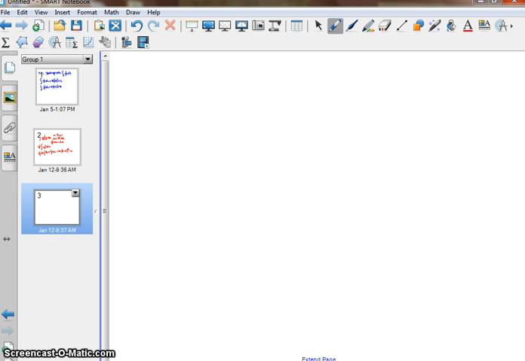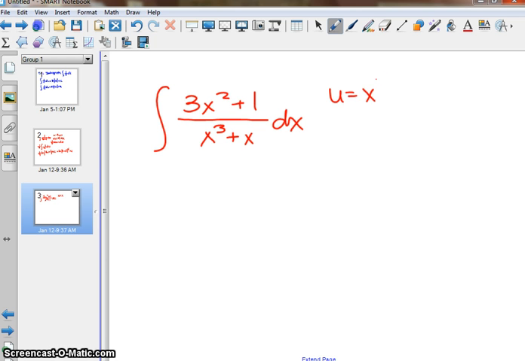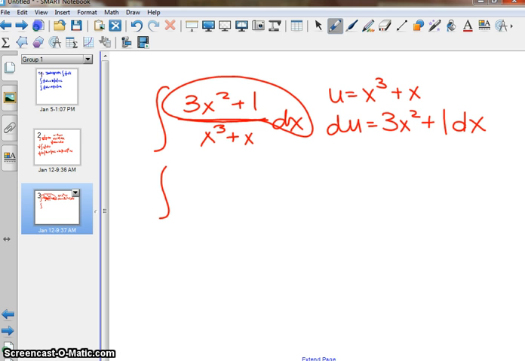Okay, another example. The integral of 3x squared plus 1 over x cubed plus x dx. Now, you know that the denominator is going to be your u because it is raised to the power of 3. The derivative of that will give you an equation with the degree or power of 2. So you always want the derivative to fit in with what's left over in the problem. So u equals x cubed plus x. Du equals 3x squared plus 1 dx. That's exactly what we want it to be. So this will be the integral of 1 over u du, which we know is the natural log of the absolute value of u plus c.